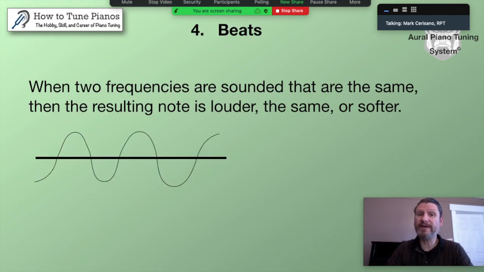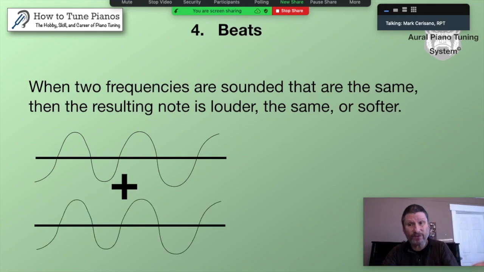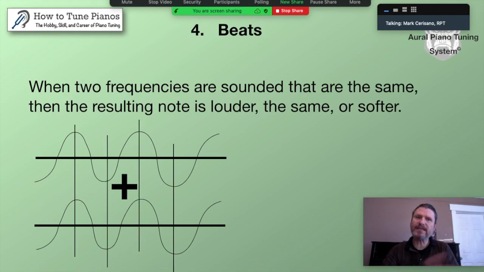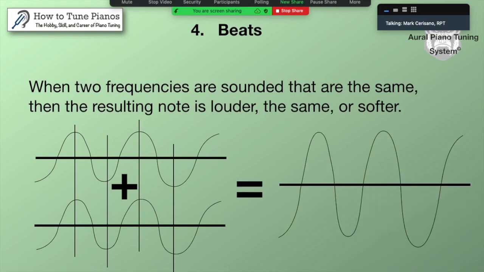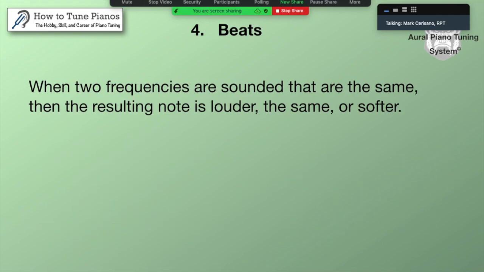Now, some people might not think that it would be softer, but I'm going to show you a demonstration that shows that in a second. So if you have a waveform and you add another waveform at its exact same frequency, and the peaks line up like this, the peaks line up with the peaks and the valleys line up with the valleys, they're going to add together and they're going to make just a louder note.